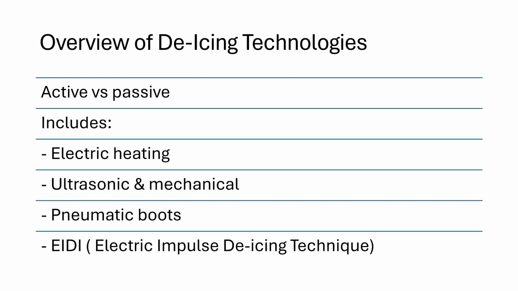Now in terms of de-icing technologies, we have two types: one is active and the other is passive. They include electrical heating, or we can say thermal heating, which is the most common and effective technique. These include internal electrical heating elements embedded within the blade and external heating films applied on the blade surface. Heat is generated via a resistive element powered by the turbine or grid, melting the ice or weakening the adhesion.